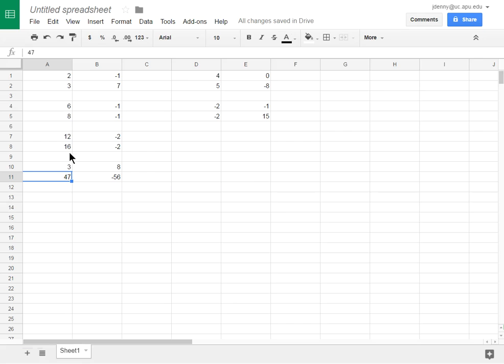Now you'll notice it's not the same when you multiply matrices. 2 times 4 is not 8. So it works a little bit differently, and it does that math in the background that you would expect. So that's multiplying 2 matrices.